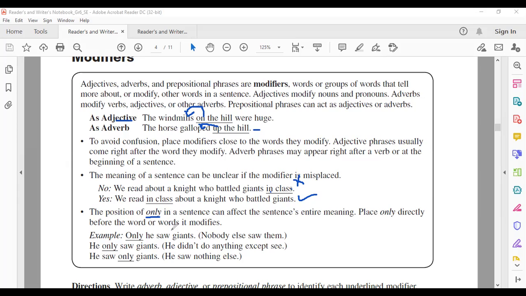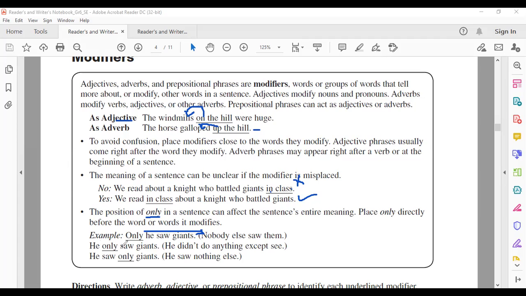How? Usually when you put it at the beginning, it gives the meaning of no one but you. Like, for example, only he saw giants. When you put it here at the beginning, you would know that the only person who saw the giants was that person and nobody else. So when you put it at the beginning, it means nobody else.